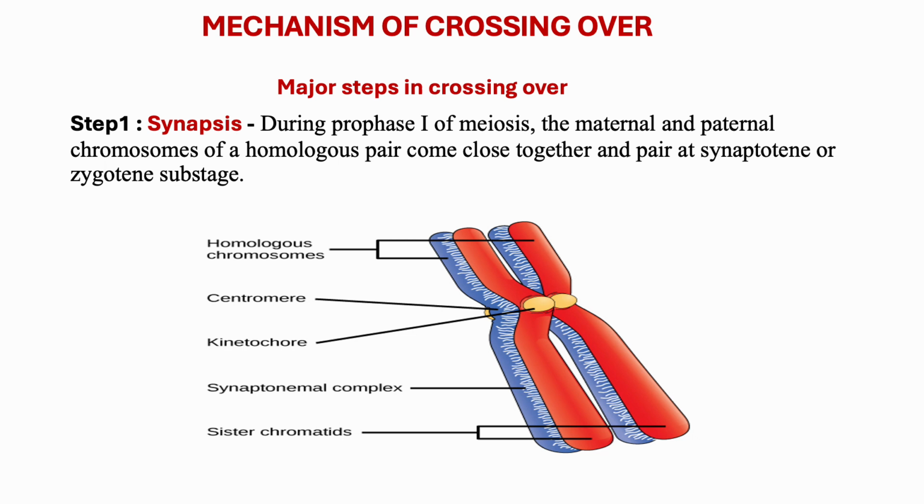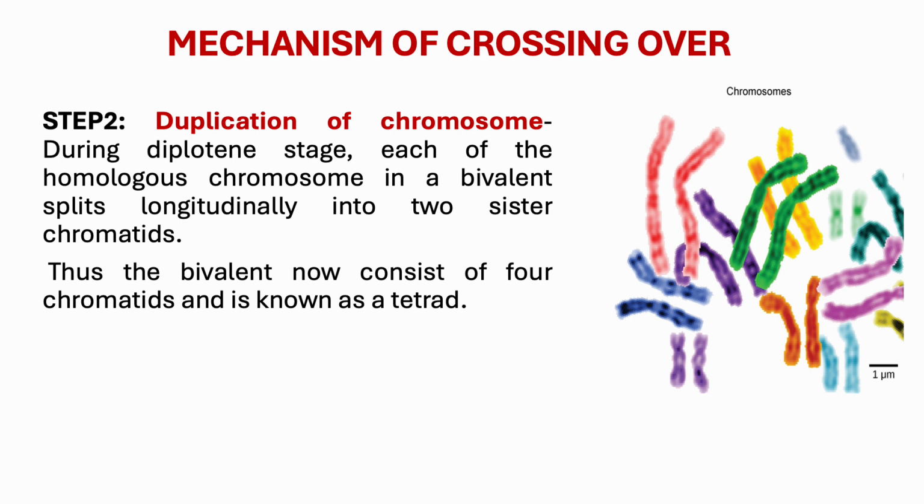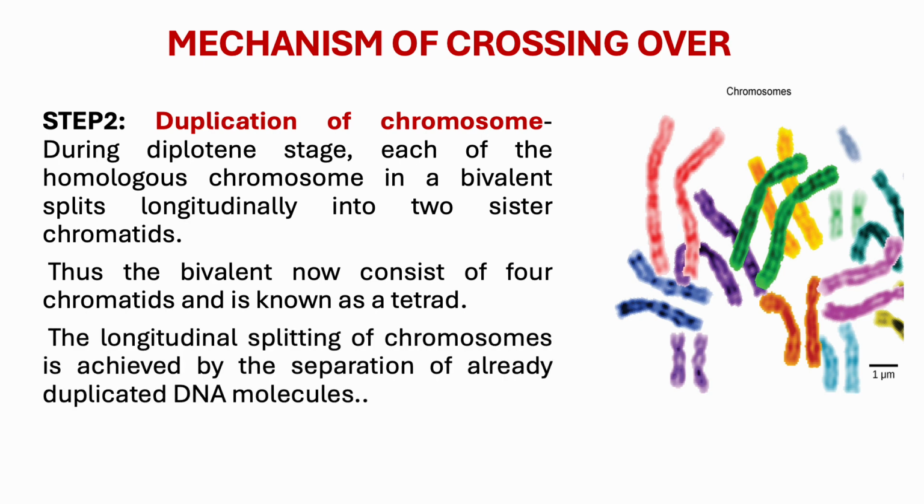So that marks the first step in the mechanism of crossing over. Coming to the second step in the mechanism of crossing over, that is the duplication of the chromosome. During diplotene stage, each of the homologous chromosomes in a bivalent splits longitudinally into two sister chromatids. Thus, the bivalent now consists of 4 chromatids and is known as a tetrad.